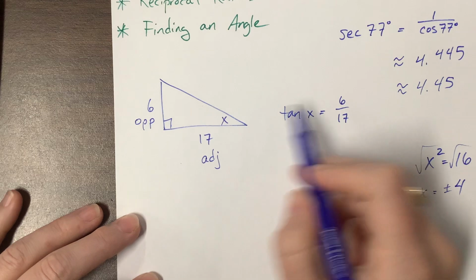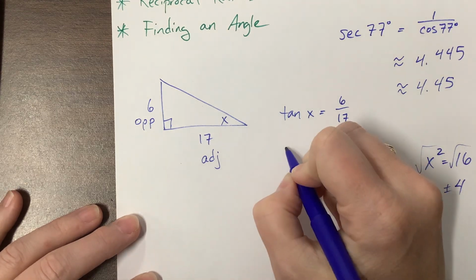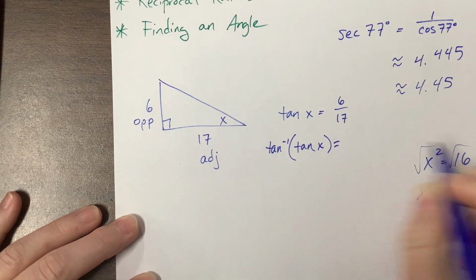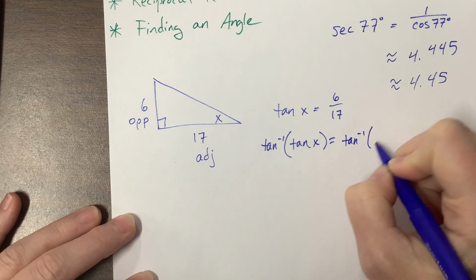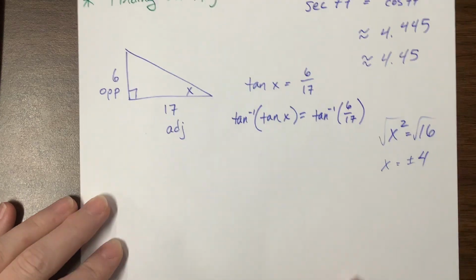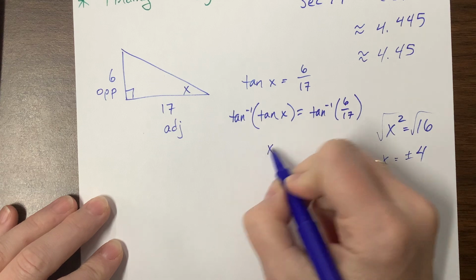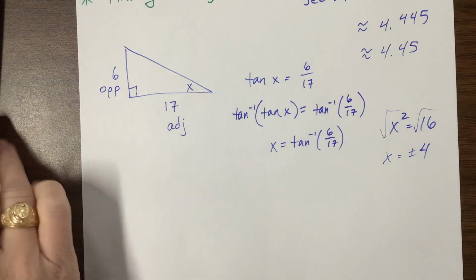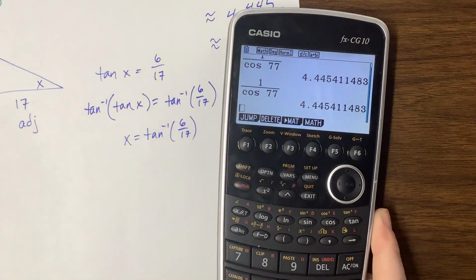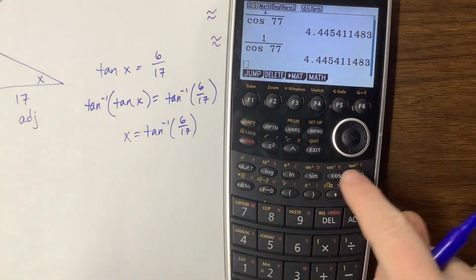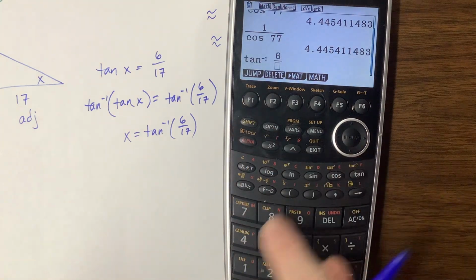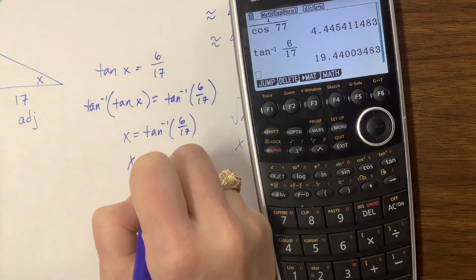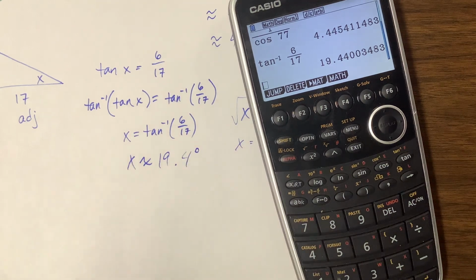Over here, I have to undo tangent by taking the inverse tangent. And so this is the inverse tangent of tangent. Well, if I do it to one side, I have to do it to the other side. Then these things cancel each other out, and I just get x is exactly equal to the inverse tangent of 6/17. When I come to my calculator, I'll hit second tangent, and then here's my 6/17. It's going to tell me that x is about 19.4 degrees.